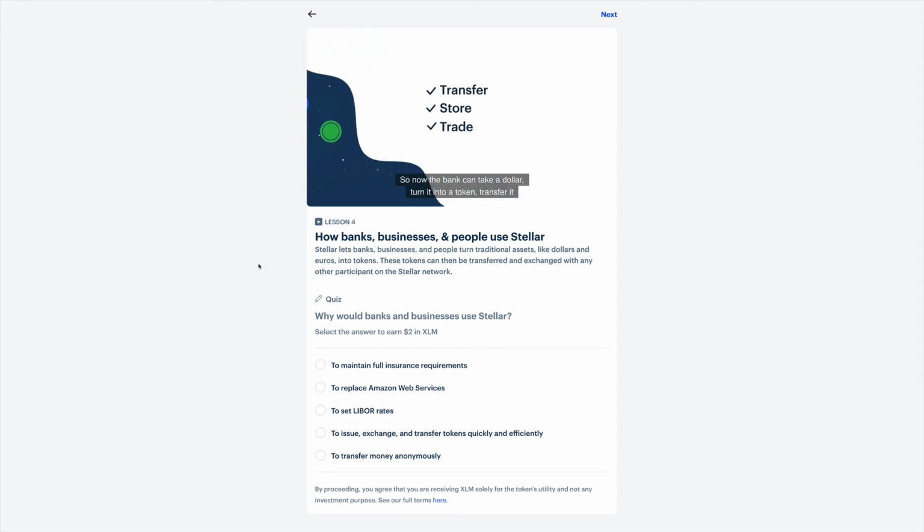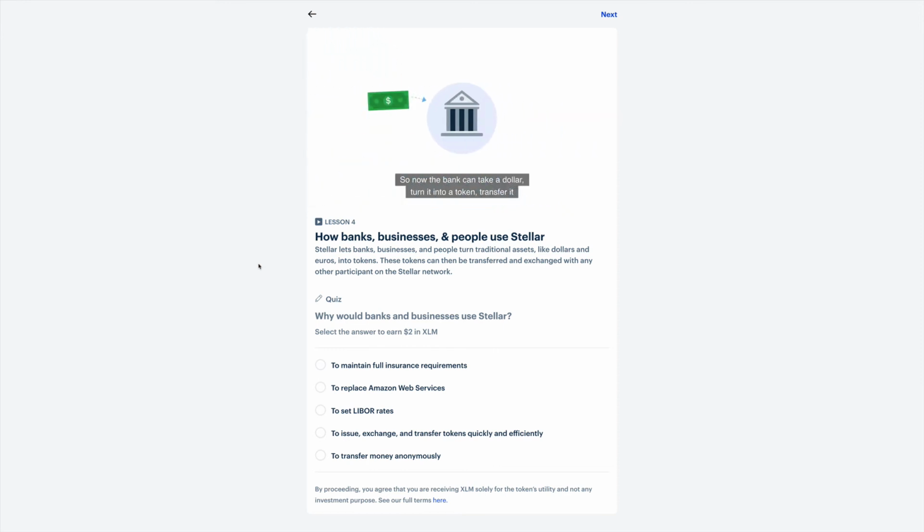So now the bank can take a dollar, turn it into a token, transfer it around the world in 2 to 5 seconds, and convert it back to a dollar again. For banks, Stellar makes money transfers fast, simple, and inexpensive.